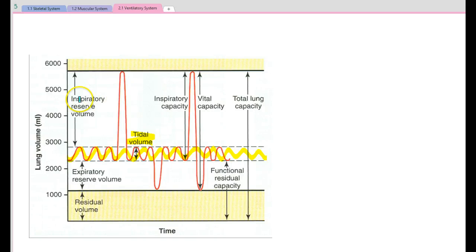The next one we're going to have a look at is our inspiratory reserve volume. That's the amount that we could breathe in after a normal breath. So if you breathe in normally and now breathe in maximally, that is said to be your inspiratory reserve volume. So the amount that you would breathe in after a normal breath.